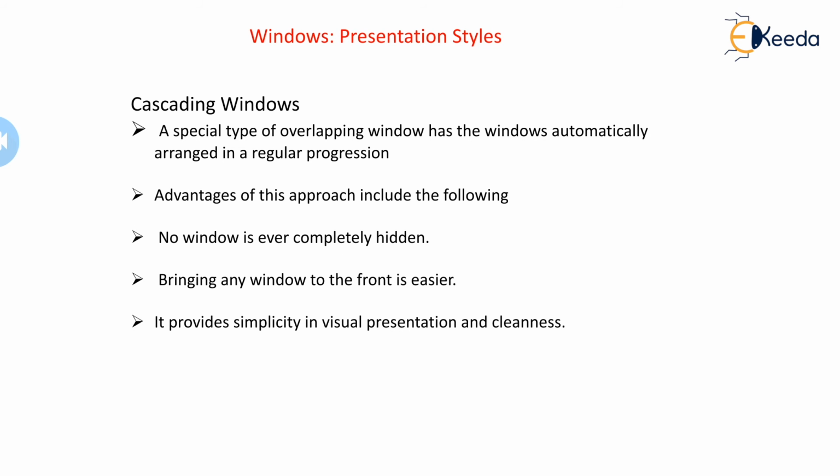Then you have a cascading window. Cascading is like moving from side to side. It is a special type of overlapping in which the windows are automatically arranged. That means no window is ever completely hidden. Bringing any window to the front is easier, and the others go back. So it provides simplicity and visual representation.